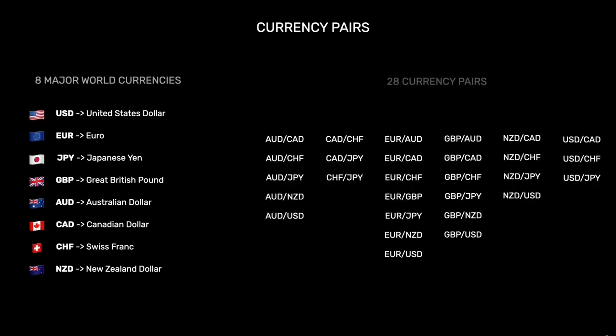Now, paired up in every possible combination, the major 8 individual currencies deliver a total of 28 tradable currency pairs.